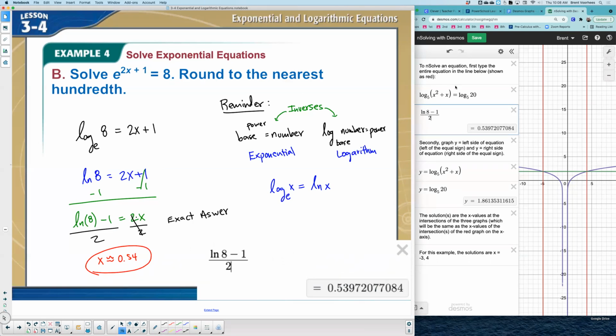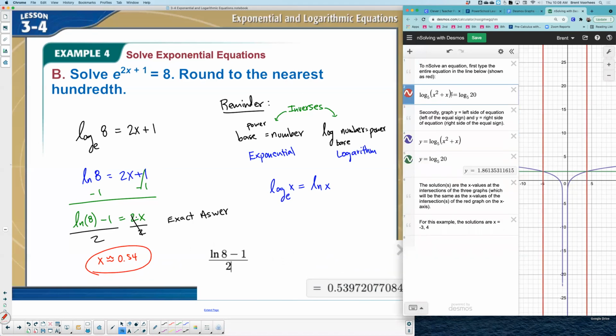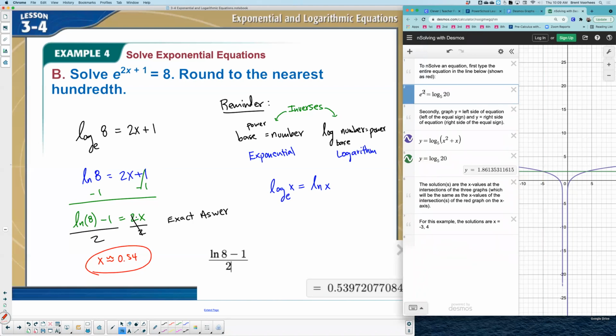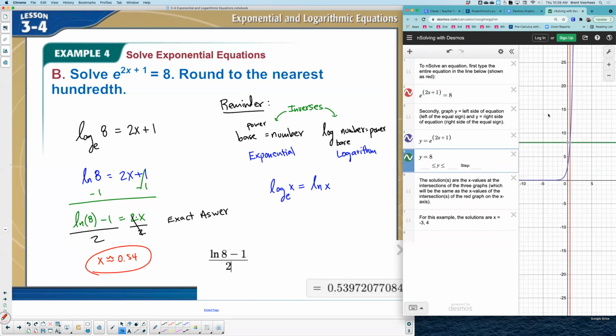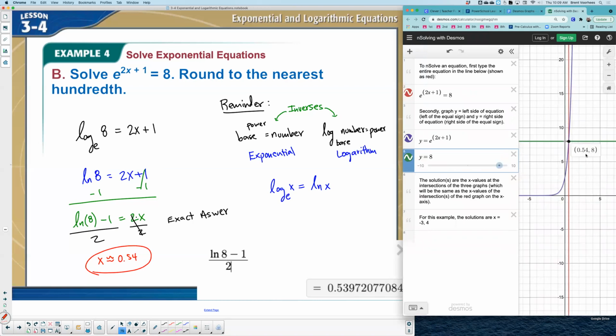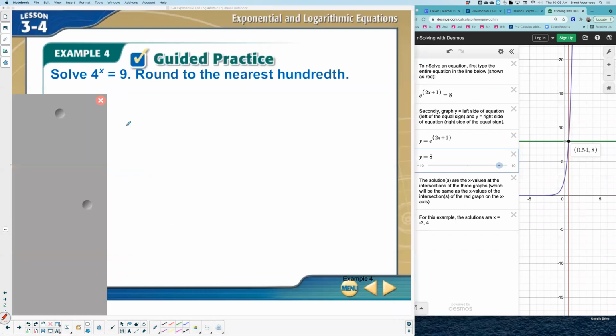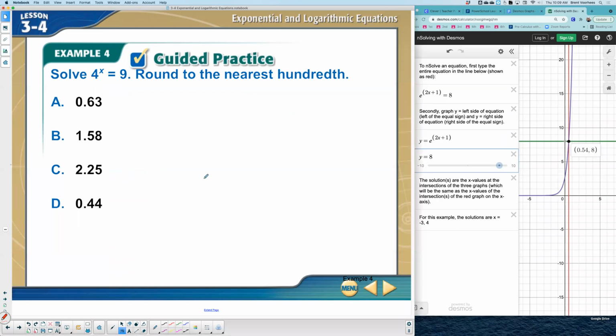And again, if you wanted to solve this, I didn't even point that out on the first one, you could do so. E to the power of 2x plus 1. Oops, that didn't work. I need to do parentheses 2x plus 1 equals 8. And if I copy this left side and paste it, so we have y equals the left, and put an 8 there, the intersection of the graphs will be my solution, which the calculator kindly rounds to 0.54. With that, you have DOL number 4.